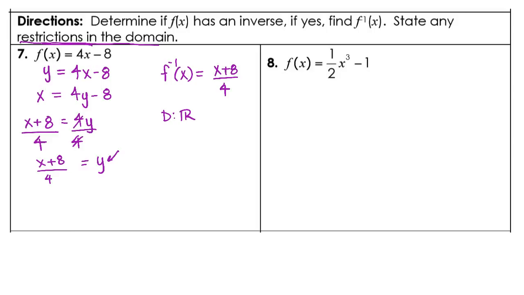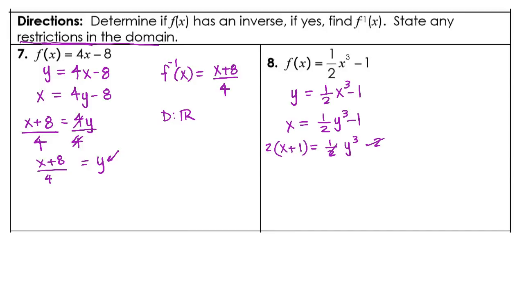Again, same process. We are going to go through and change f of x back to y. And then after we do that step, we're going to exchange places with x and y. So I'm going to have x equals 1/2 y cubed minus 1. Now we're going to solve for y, so I need to add 1 to both sides. Now, the next step, let's get rid of our fraction. So to do that, I'm going to multiply both sides by 2. And whether or not you distribute that 2, it doesn't matter. You're welcome to leave it like it is.